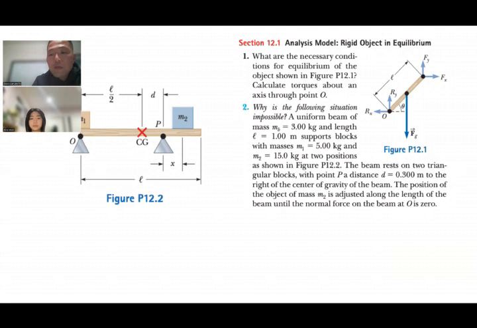So the position of the object of mass m2 is adjusted along the length of the beam until the normal force on the beam at O is 0. So what is the problem? What is the question of this problem? I don't see the actual question itself. It's asking why is the following situation possible?